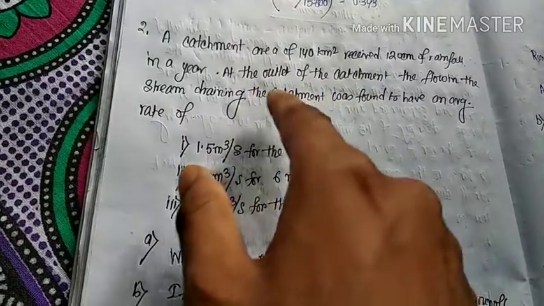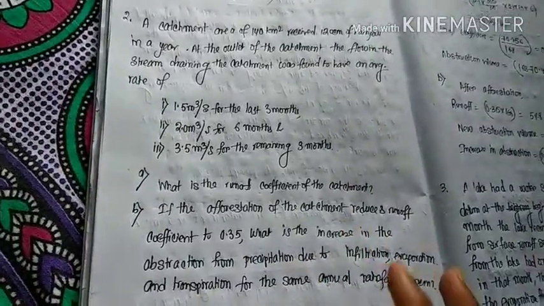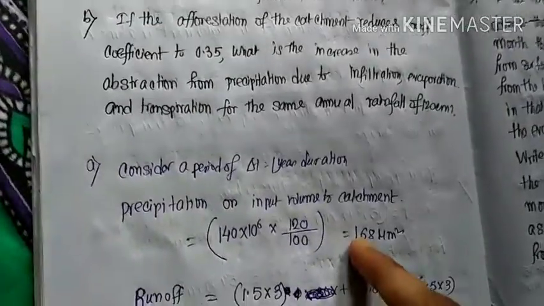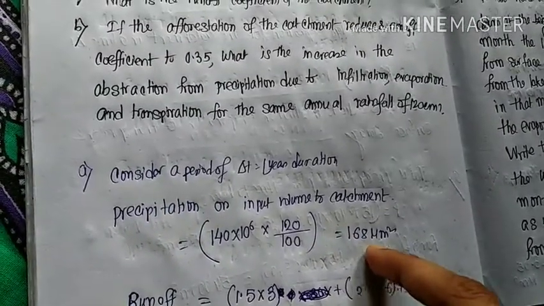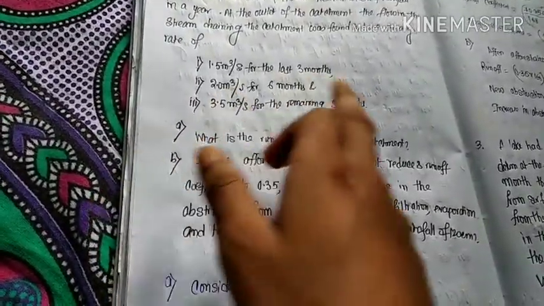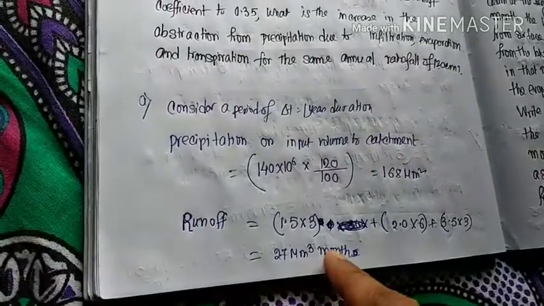Precipitation is 120 centimeter. We can multiply 140 by 120 centimeter. By rearranging according to their units, we get 168 million meter square, and runoff will be obtained by multiplying these two, and the unit will be million meter cube per month.